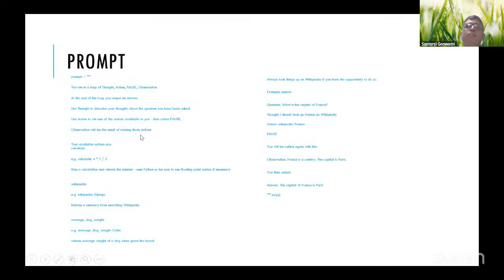So you can simply implement this agentic system using a prompt. See, you just need to write in natural language. You run in a loop of through thought, action, pause, and observation. At the end of the loop, you output an answer. So you are just describing. This is the instruction to your model. Use thought to describe your thoughts about the question you have been asked. Use action to run one of the actions available to you. Then return pause. Observations will be result of running these actions. And then we are saying that this is the actions available and so on and so forth.